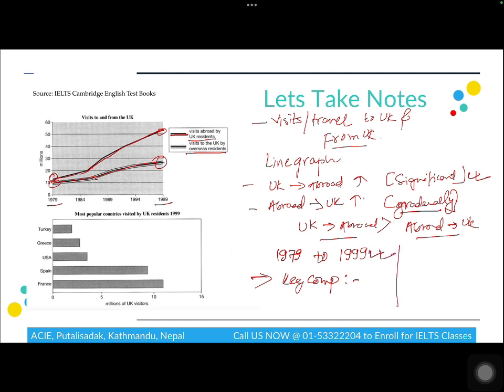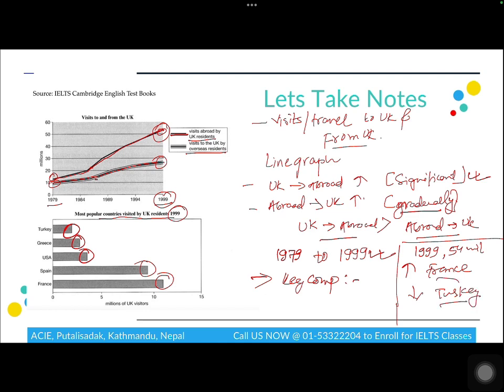Now if we have to talk about the bar graph, we can see that there is a relationship between these two figures. So in 1999, the bar graph mentions the information about where the people who went abroad from the UK actually went, right? So whenever there is a double figure, you should try to see what is the relationship between the two figures, right? In this case, we can see that in the year 1999, of the 54 million people who went abroad, most people went to France, whereas the least people went to Turkey, right? So this is a basic insight that we can generate from these two figures.